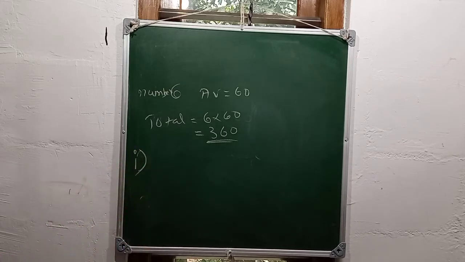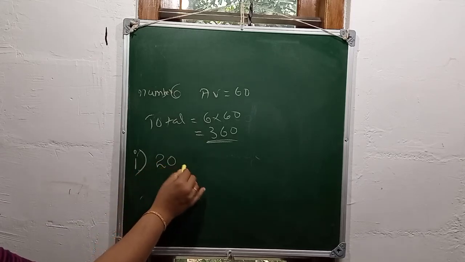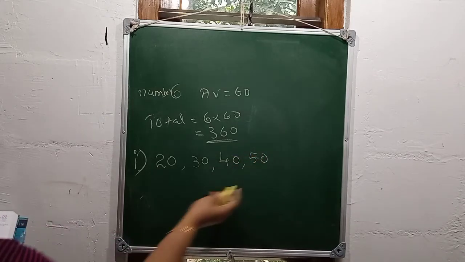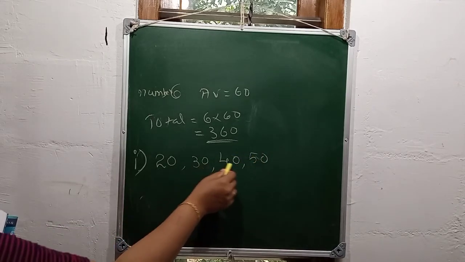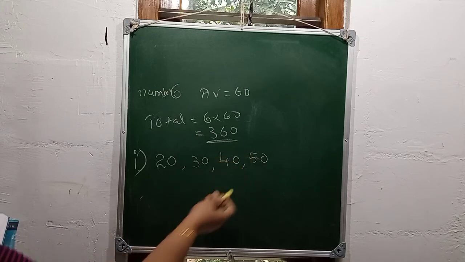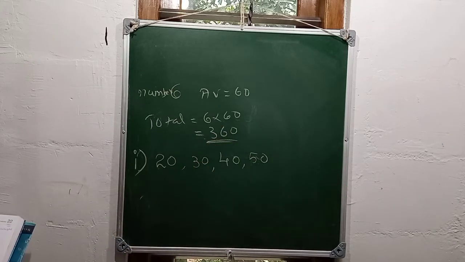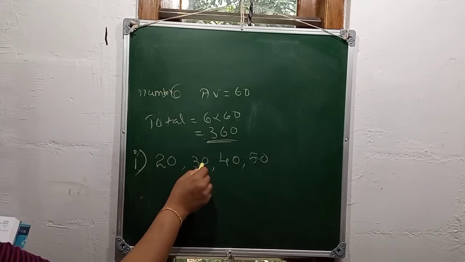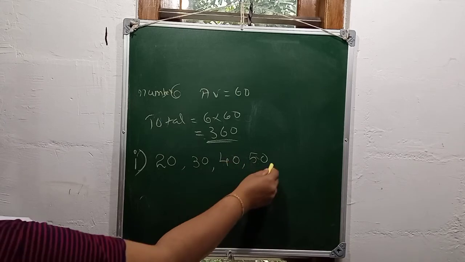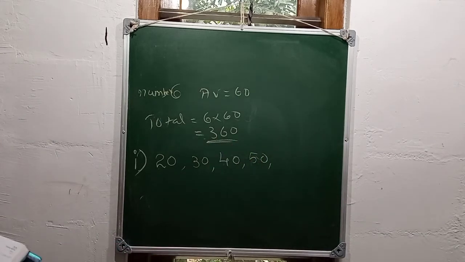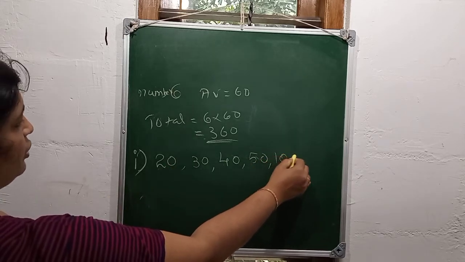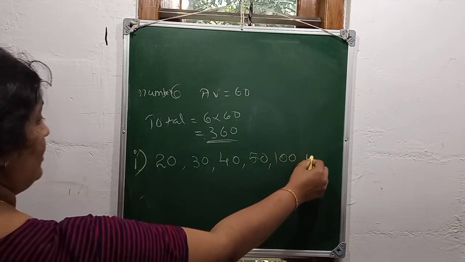If I take the first number as 20, then 30, then 40, then 50, then what is the sum? 20 plus 30 is 50, 50 plus 50 is 100, 100 plus 40 is 140. We need a total of 360. Then what is the balance? 360 minus 140 is equal to 220. Then we just write two numbers greater than 60. Here I am going to take two numbers, one is 100 and the other is 120.